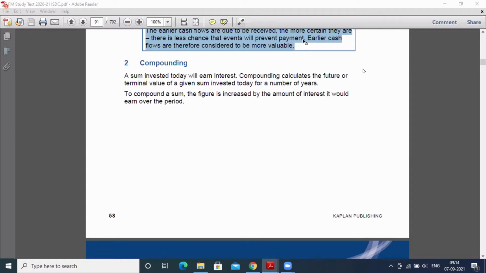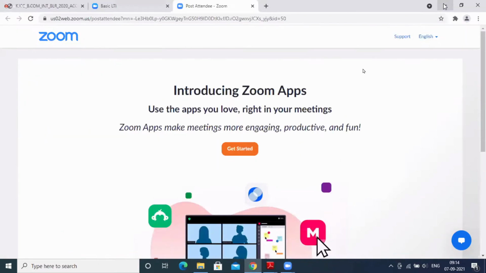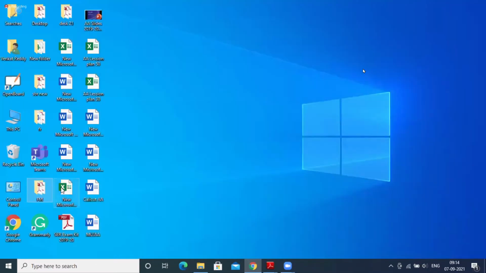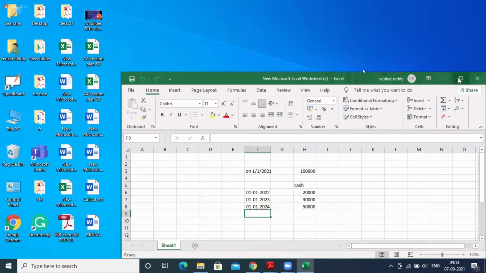Because Warren Buffett says that compounding is the eighth wonder. Now let me show a small example of the power of compounding. Let me open my Excel sheet. Just 1 second. Warren Buffett says that compounding is the eighth wonder. Now let me show why it is considered the eighth wonder.